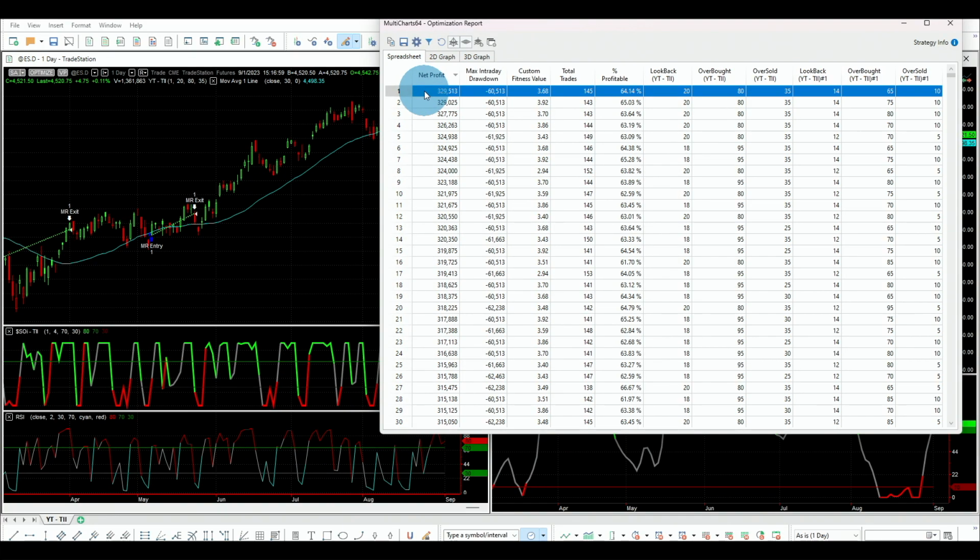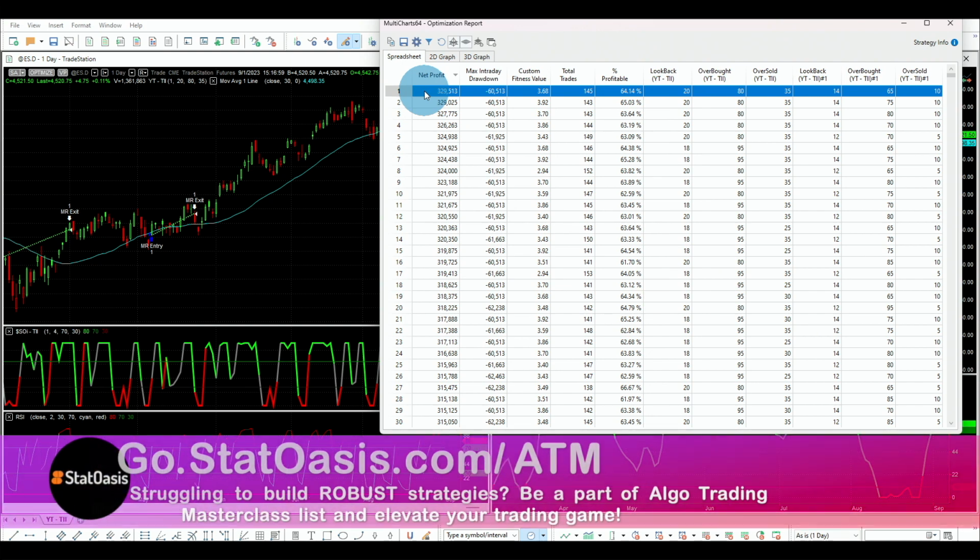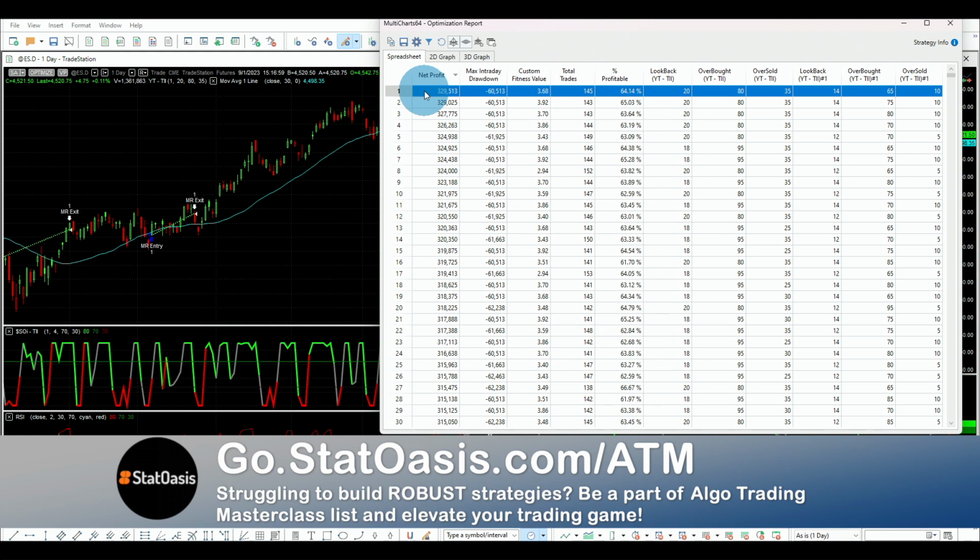Now, while I did this optimization correctly and I'm choosing methodically, still this is not a robust workflow, which is extremely important to build robust strategy. And that's why I dedicated a full module on robustness testing in my algo trading masterclass.